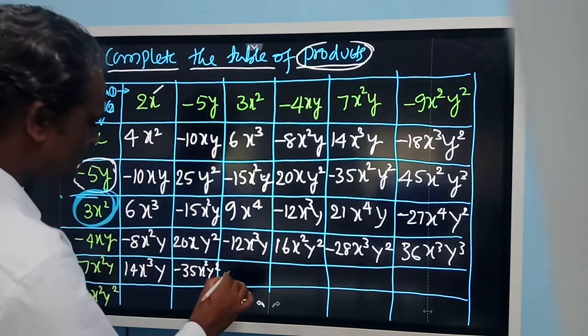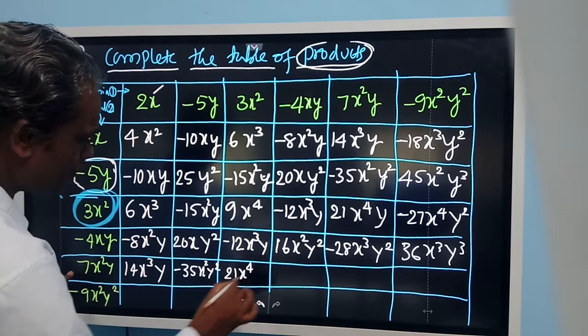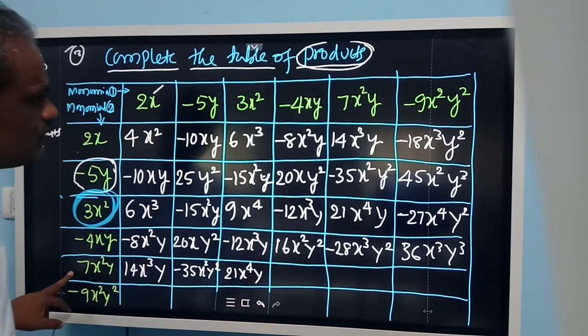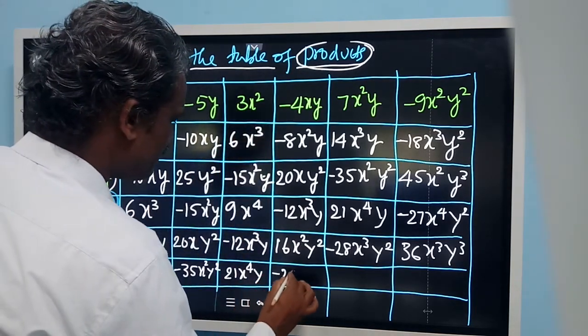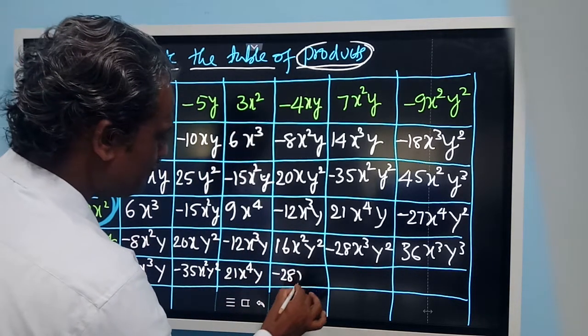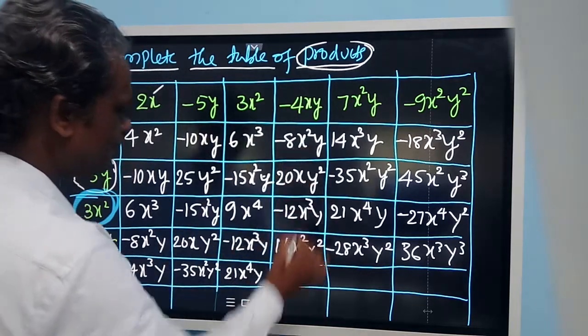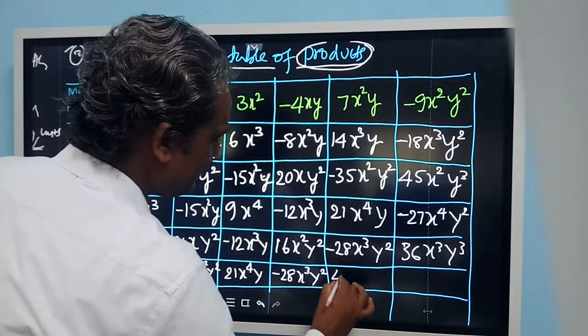Then 7 3s are 21. X square into x to the power 4. Y only 1, you write as it is. 7 4s are 28, minus 28. Then x square into x to the power 3. Y into y square.